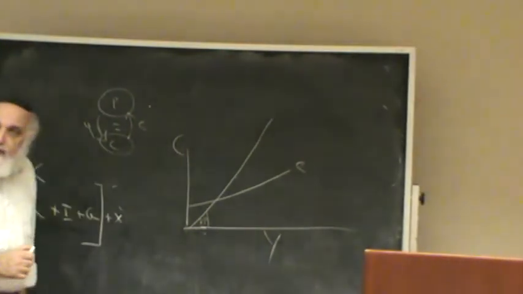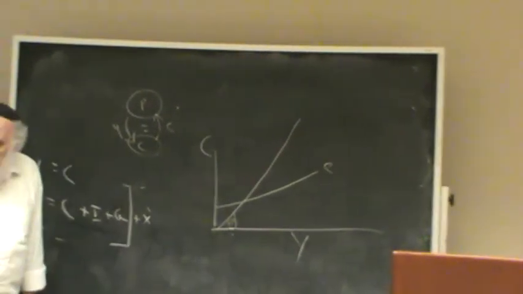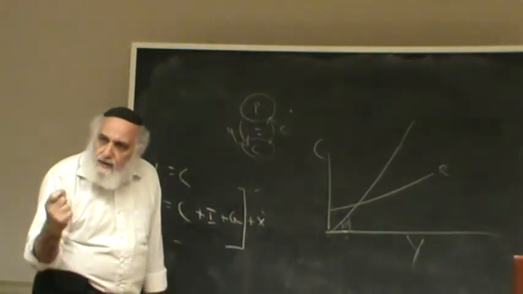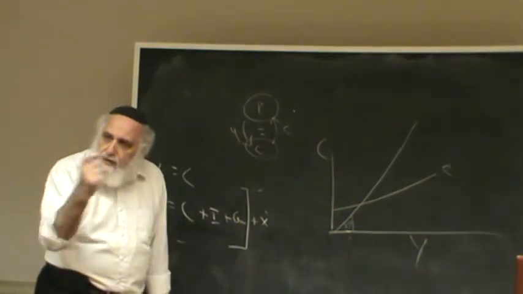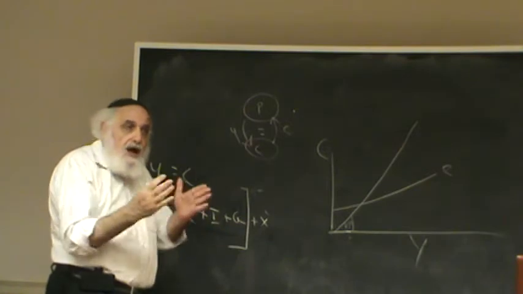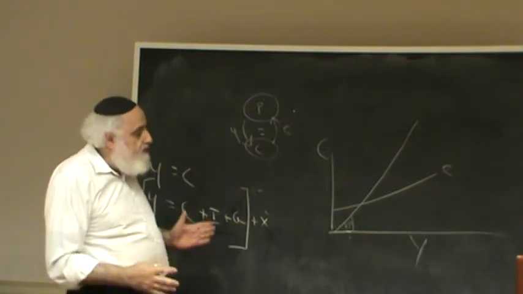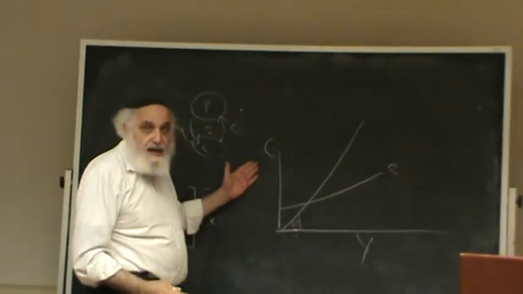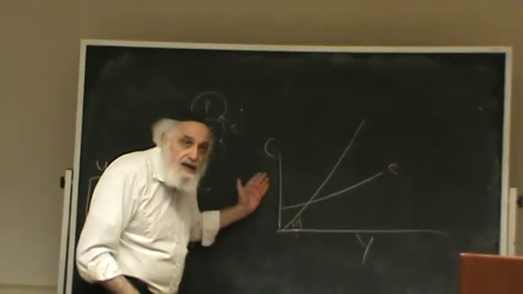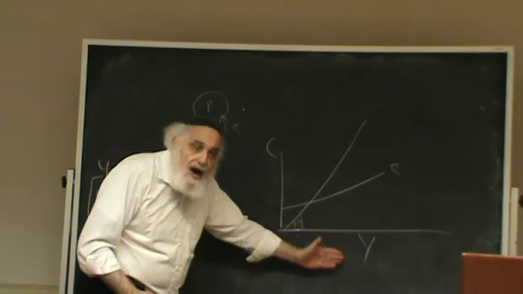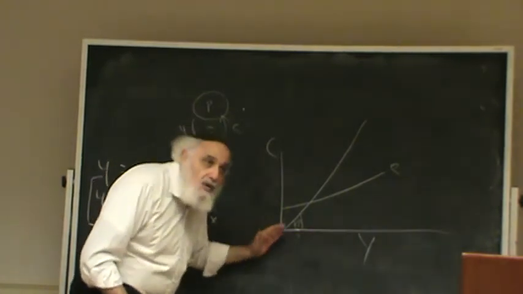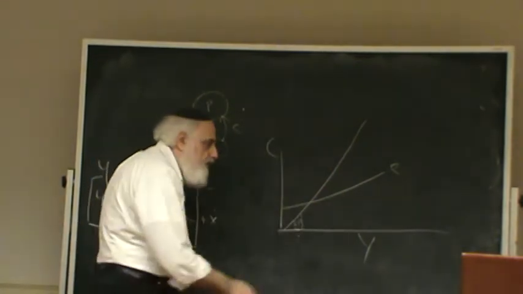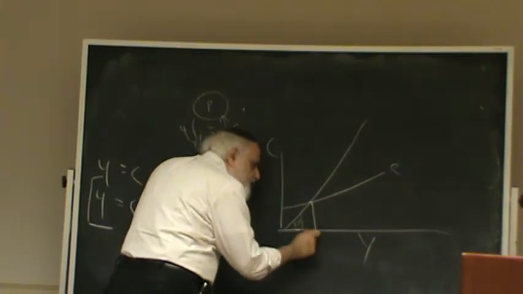Draw a 45-degree line. The 45-degree line is all the points (1, 1), (2, 2), (3, 3), (4, 4), and so on, right? The 45-degree line is where the y-axis equals the x-axis. You're looking for Y equals C: where the y-axis equals the x-axis, and also along the consumption line, that's where the 45-degree line intersects.